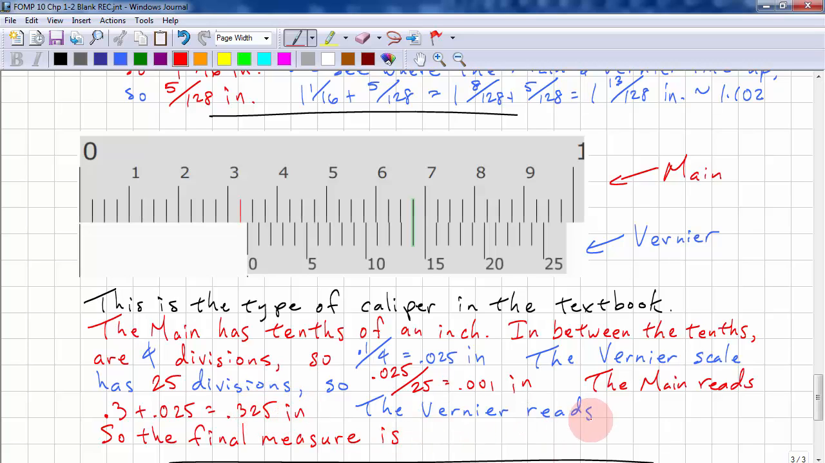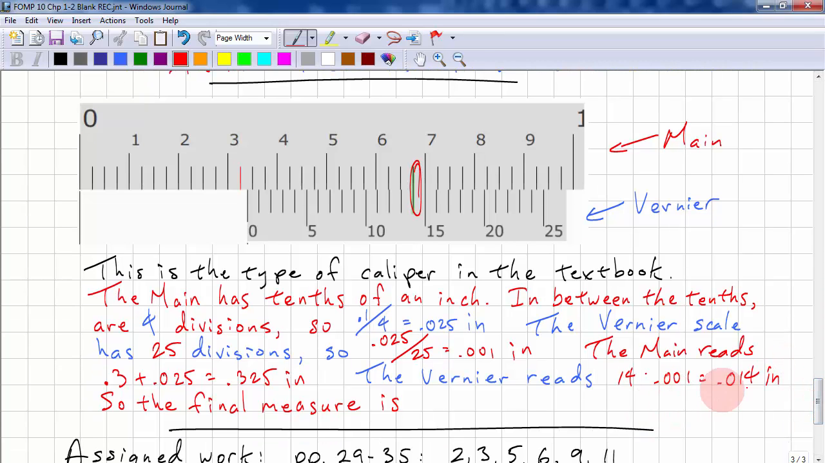Now the Vernier scale reads 14. So it's 14 times 0.001 of an inch, that's 0.014 of an inch. For the final measure, we add these two values together, 0.325 plus 0.014, and our final measurement is 0.339 inches exactly.